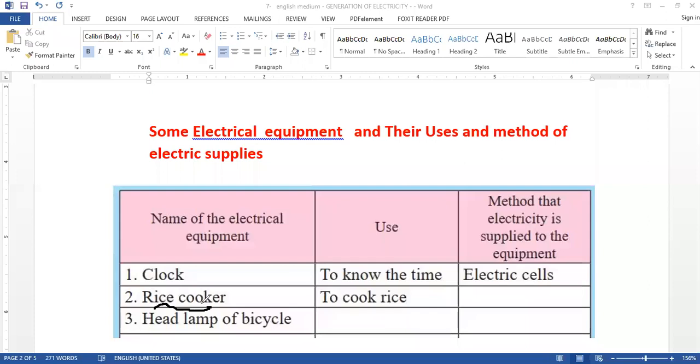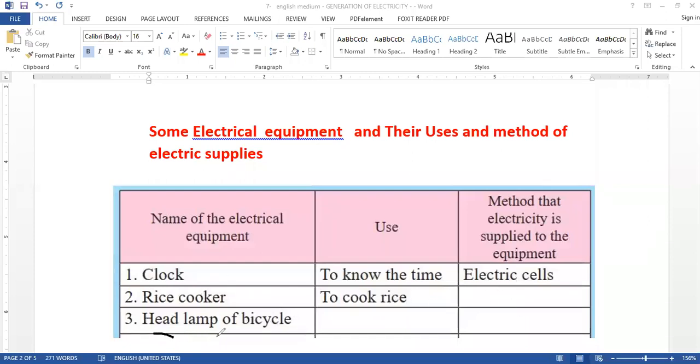Next one is a rice cooker. What is the usage of a rice cooker? Cooking the rice. What is the method of electricity supply here? Are you using a battery for a rice cooker? Never. So what are you using to give the current? Home current. Electric current from the house circuit is directly given to this rice cooker. I will fill this in and give it to you, don't worry, or you should fill it in here.